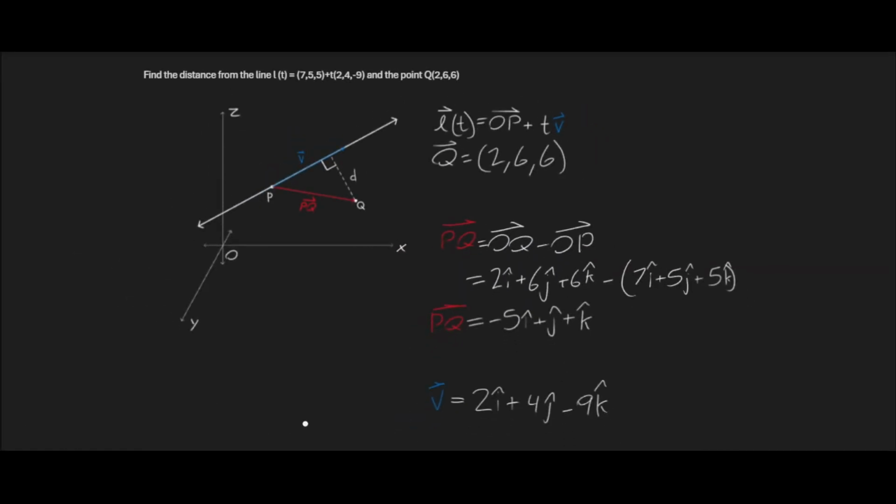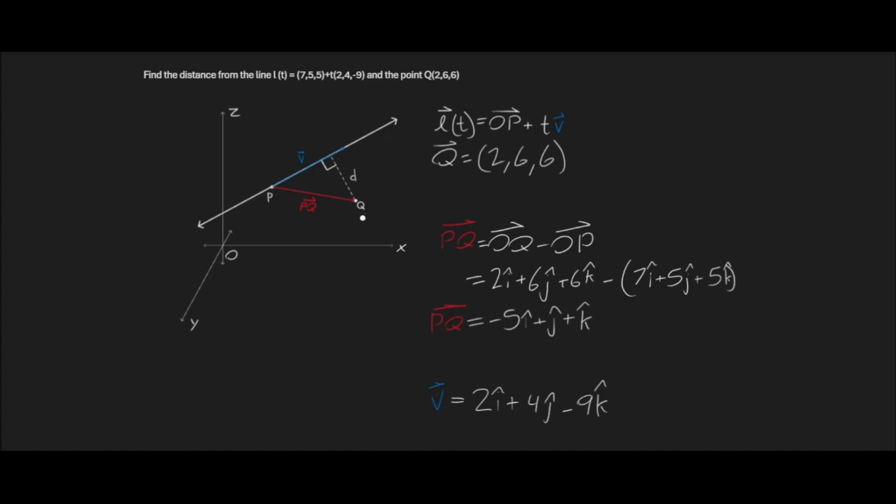So let's go ahead and try an example. This question asks us to find the distance from this line to this point. Here I've drawn the line, and the vector v is going to be this vector. So v is 2i plus 4j minus 9k, and this vector goes along the line.